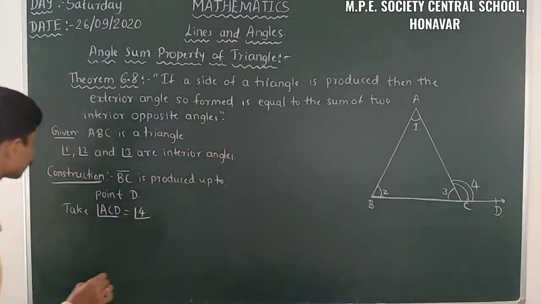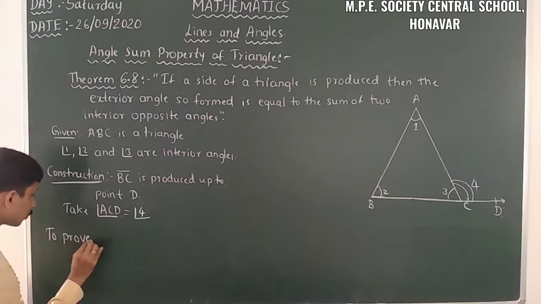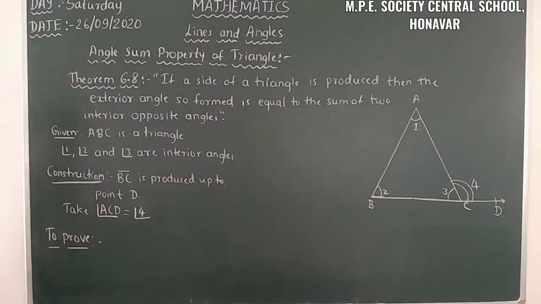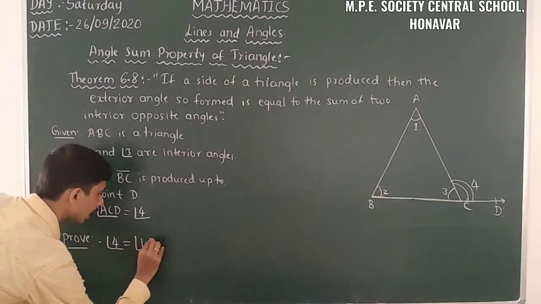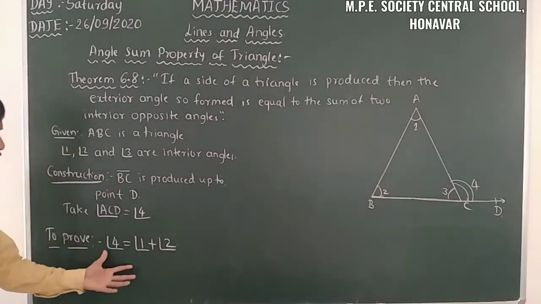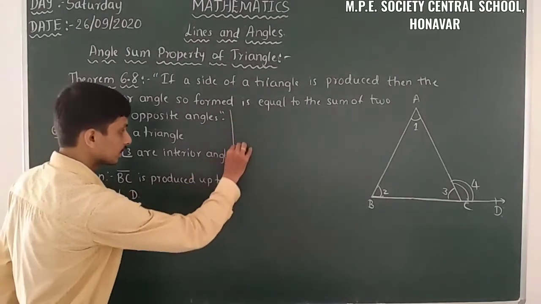So here what we have to prove here? To prove angle 4 is equal to angle 1 plus angle 2. So this is what we have to prove here. So let us take the proof.